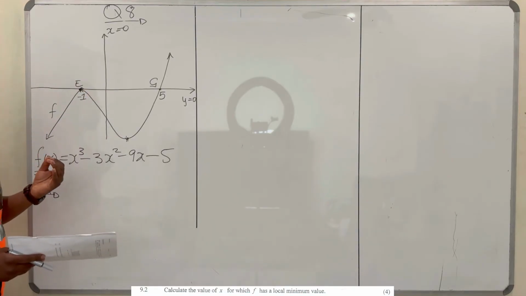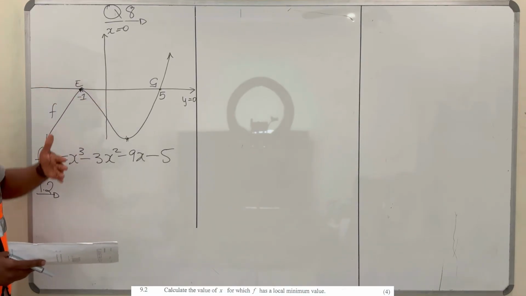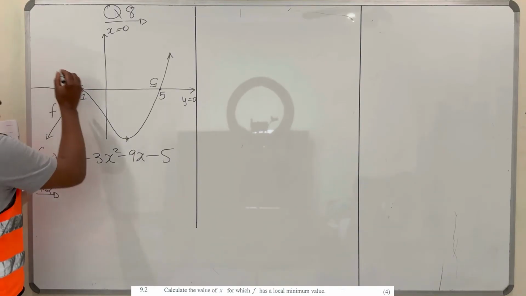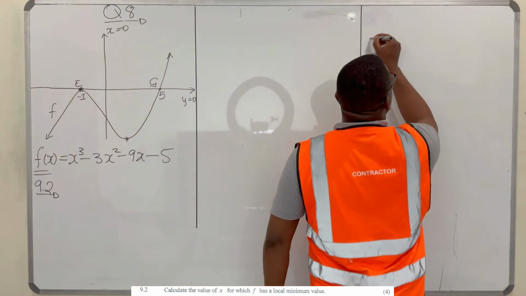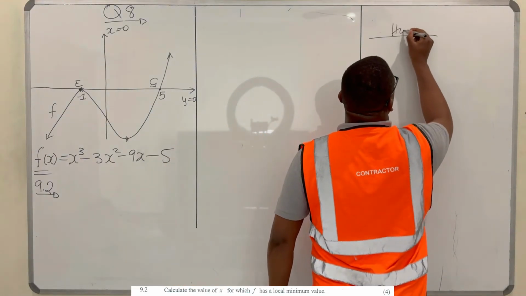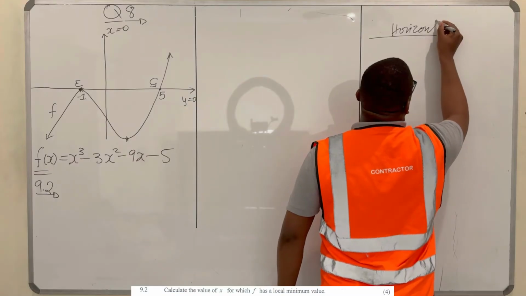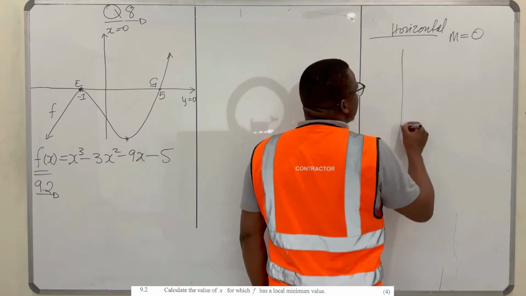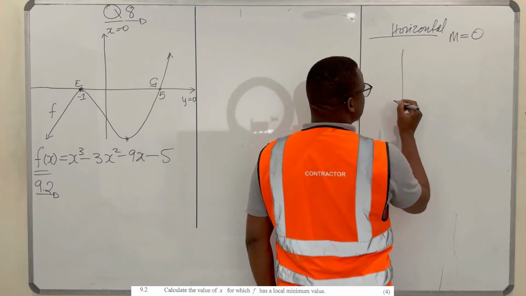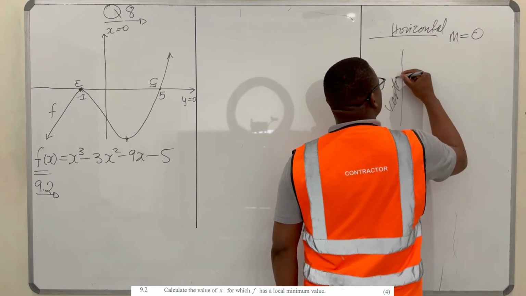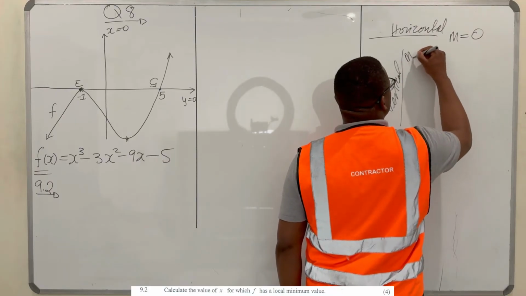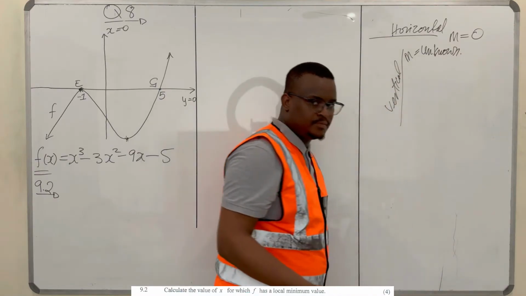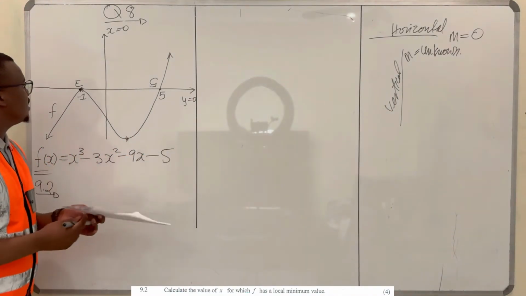So if a line is horizontal, you know what its gradient is. Let me just write it on the side. If you have a horizontal line, you know that the gradient of a horizontal line is 0. If a line is vertical, like this, the gradient of this line is unknown, or undefined. You know that very well. So let's come back to this.